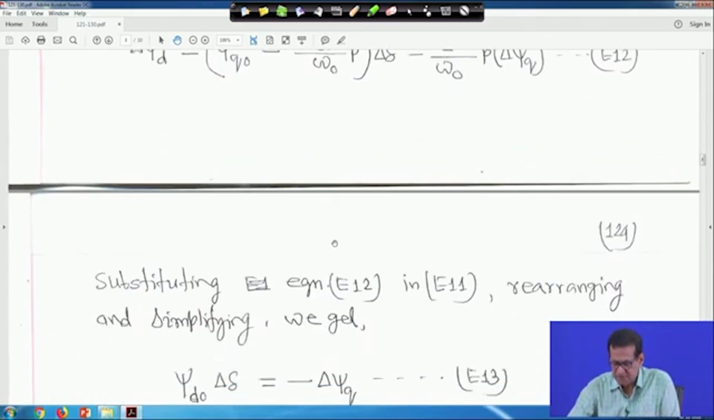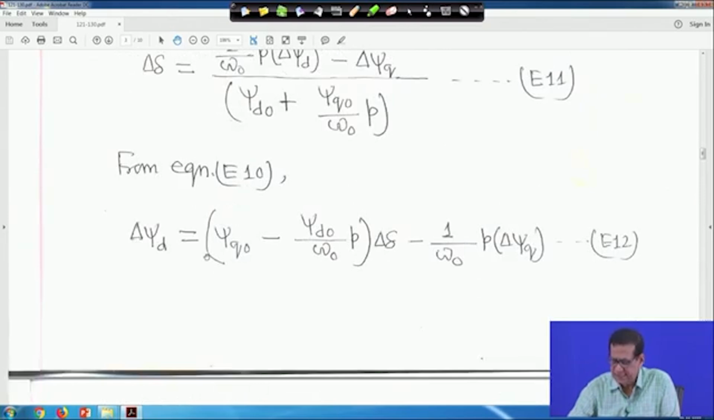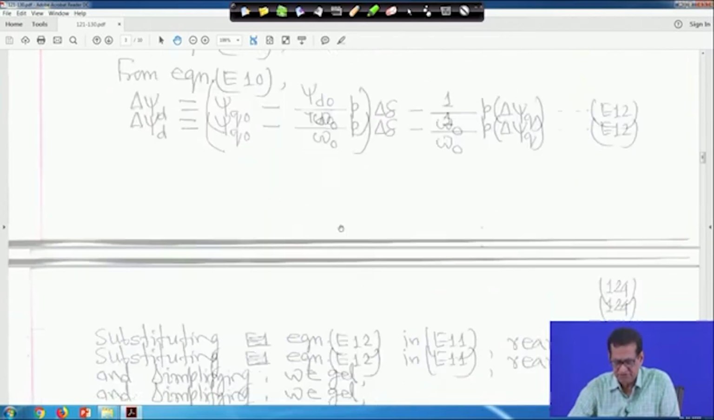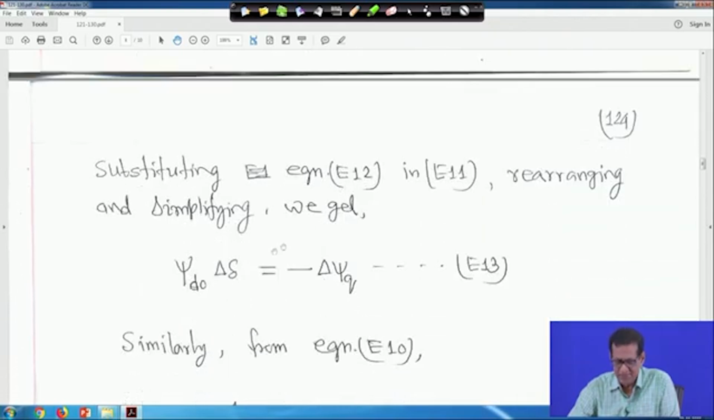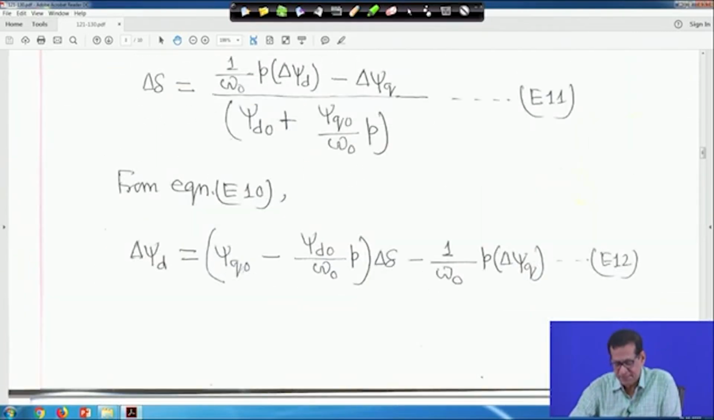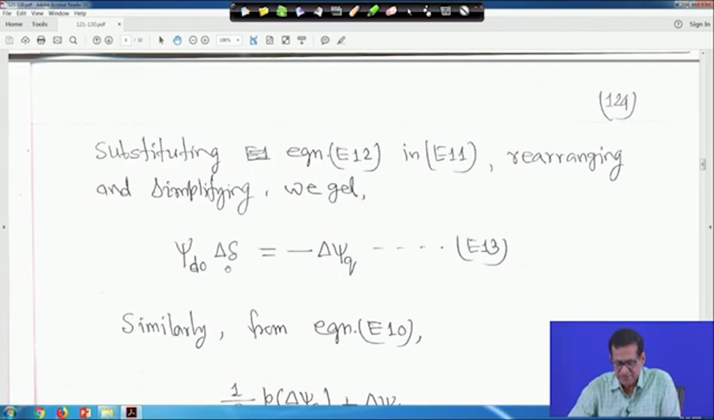Now, substituting equation E12 in E11. So, this delta psi d term you substitute in equation E11, and you simplify. You will get psi d0 delta delta is equal to minus delta psi q, such a small expression. Remember that all the derivatives, your psi q0, p psi d0, all these things will become 0 because these are a steady state operating condition, right. So, if you simplify, psi d0 delta delta is equal to minus delta psi q. This is equation E13, right.